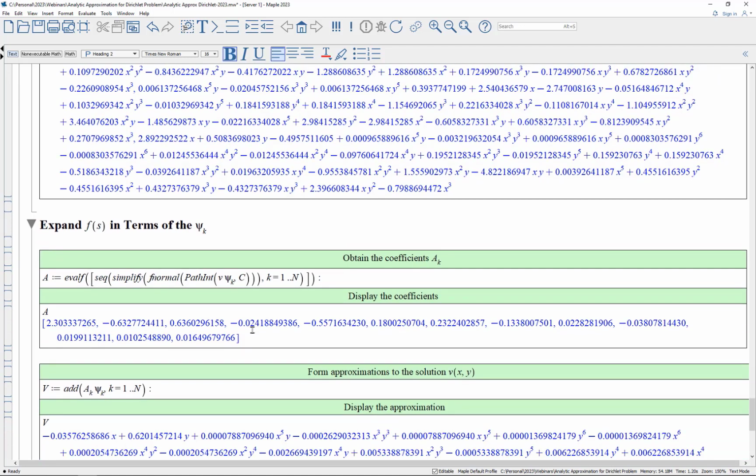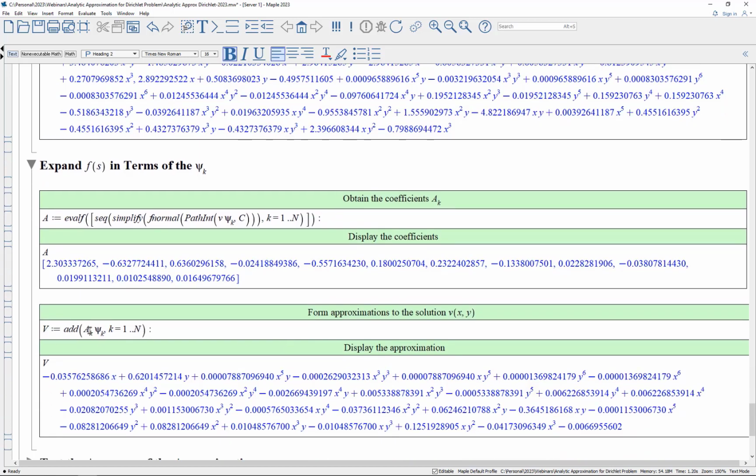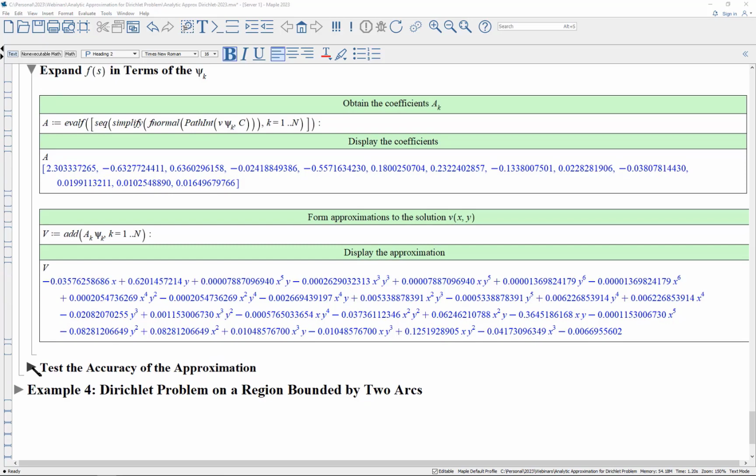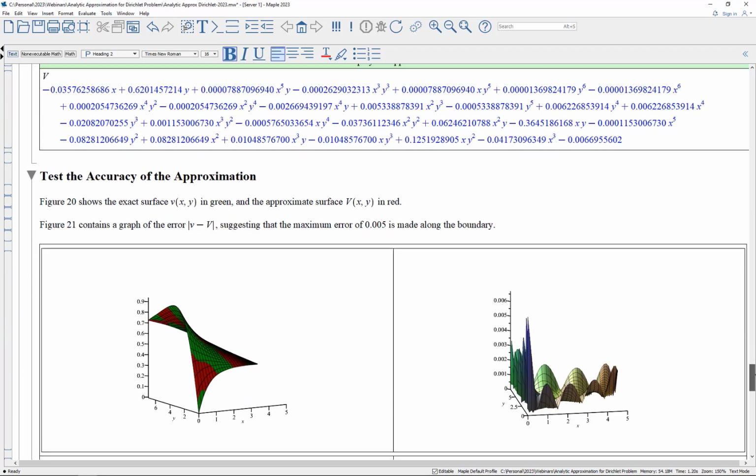Here are the coefficients. The approximation is a linear combination of these coefficients with the psi k's. This is what that approximation looks like. And as we've done before, we want to test the accuracy of this approximation. I mean, we can write anything down at all and say it's an approximation to whatever we want, but if it's not a good approximation, it's valueless. So you've got to test the validity of the approximation.